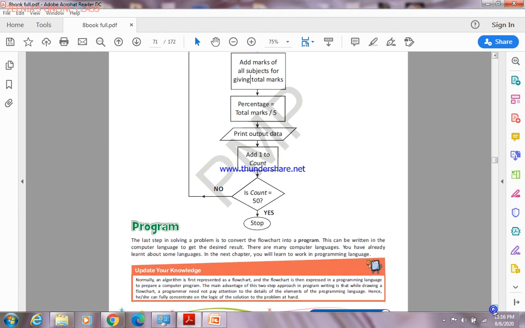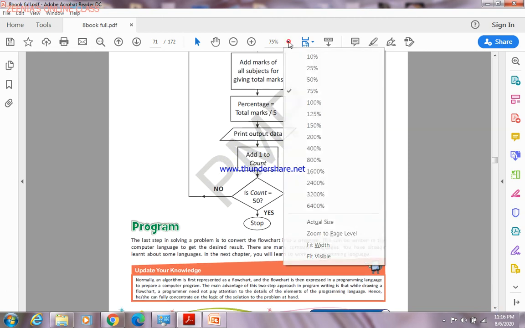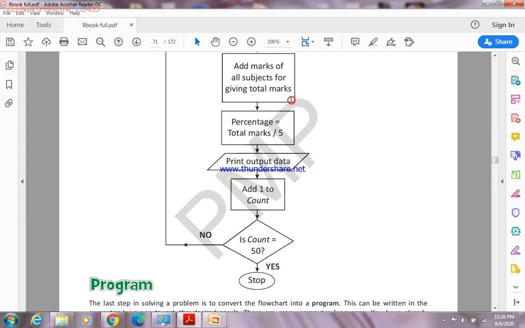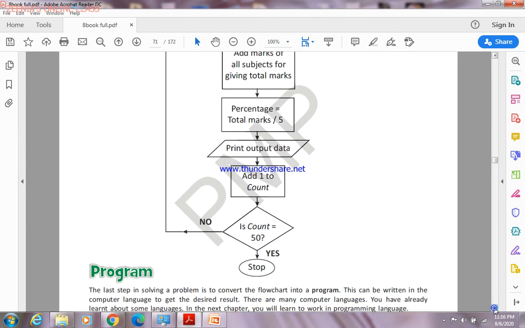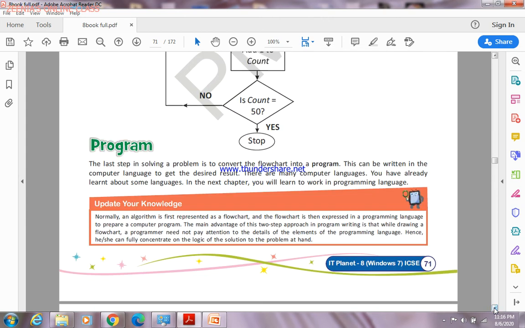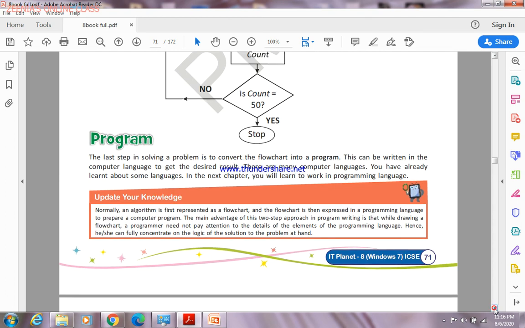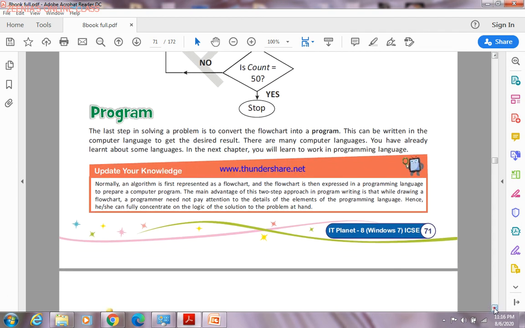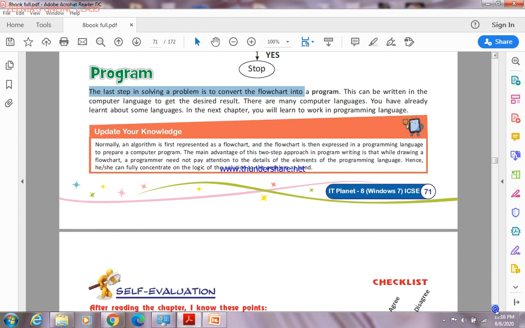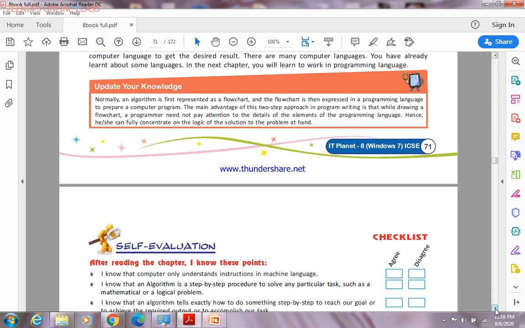And last is the programming part. For writing the program, we can use any of the computer languages like Java, C, C++, Python, C#, PHP, any programming language. The last step in solving a problem is to convert the flowchart into a program, and this can be written in any of the computer languages. So this was all about the chapter.